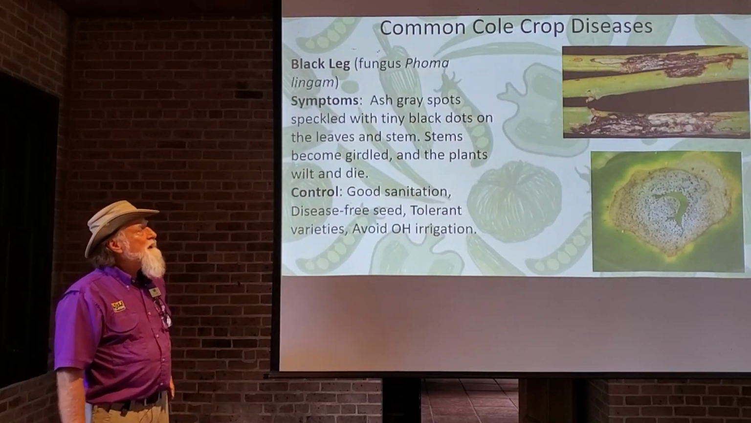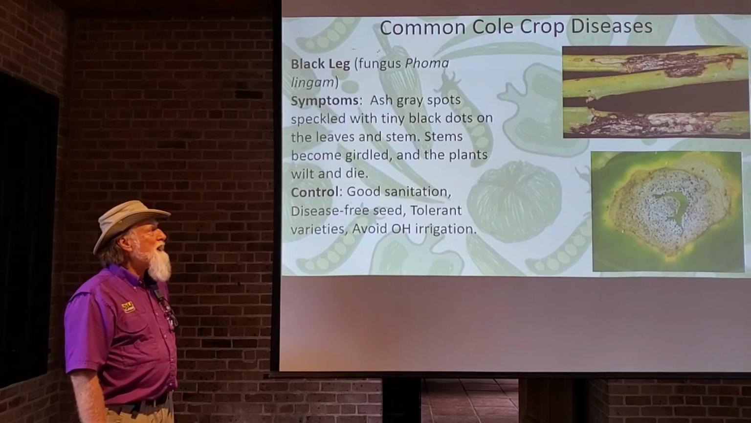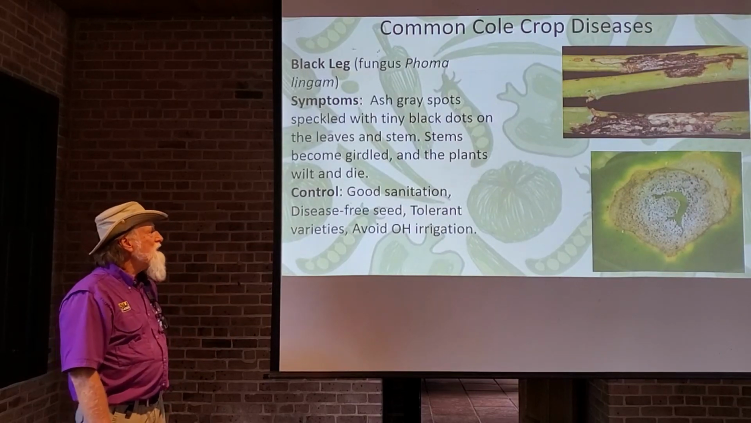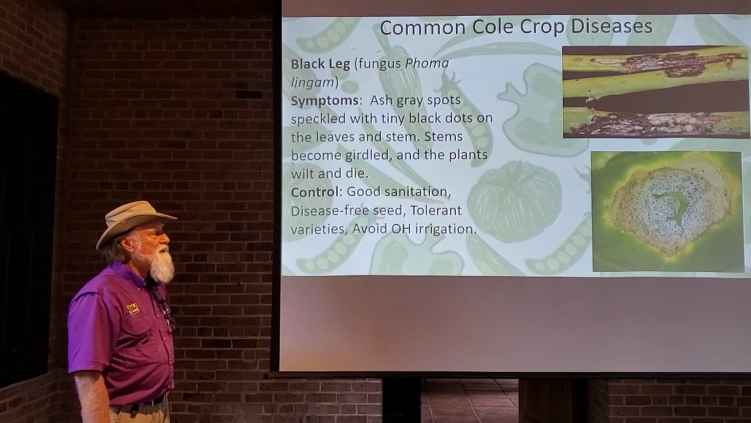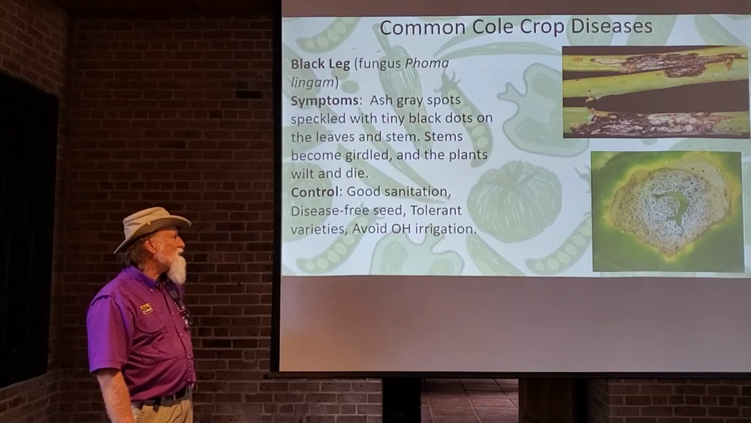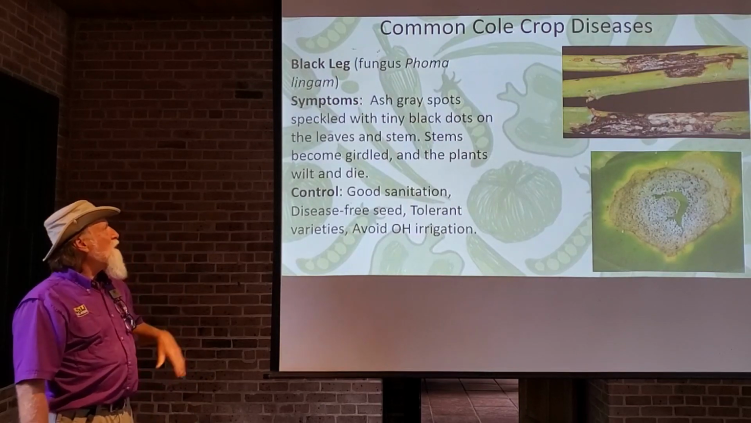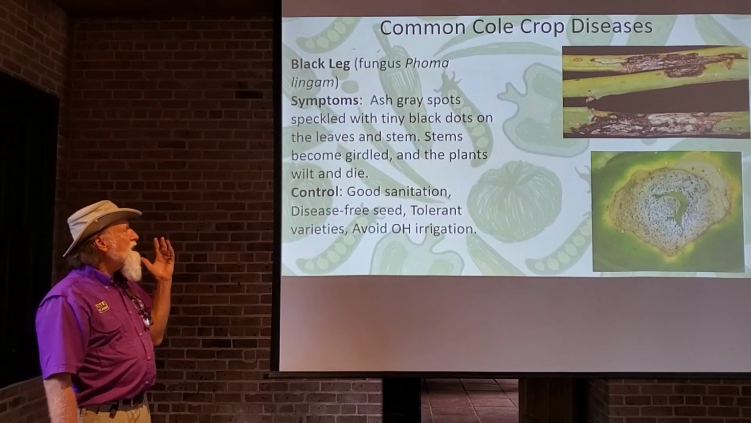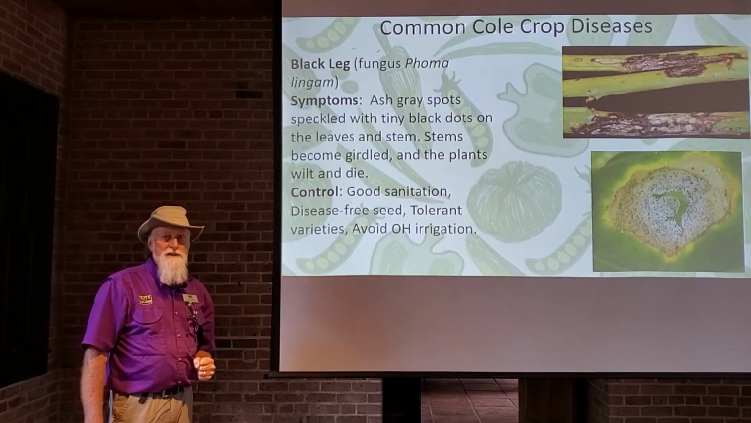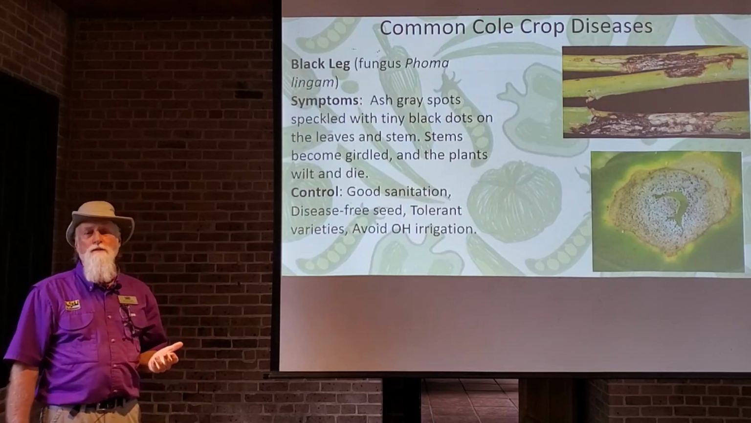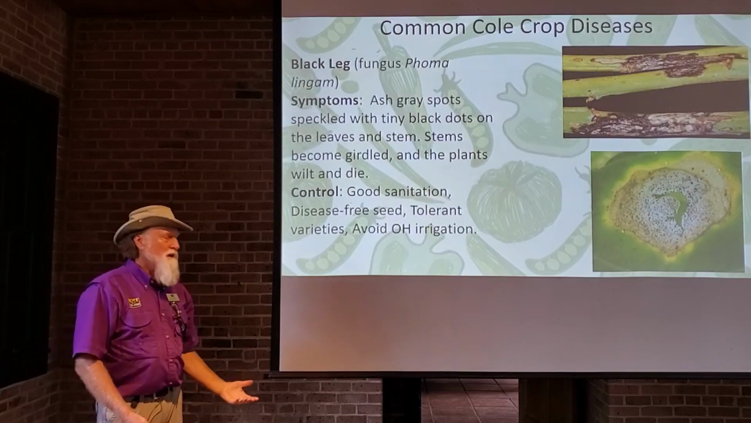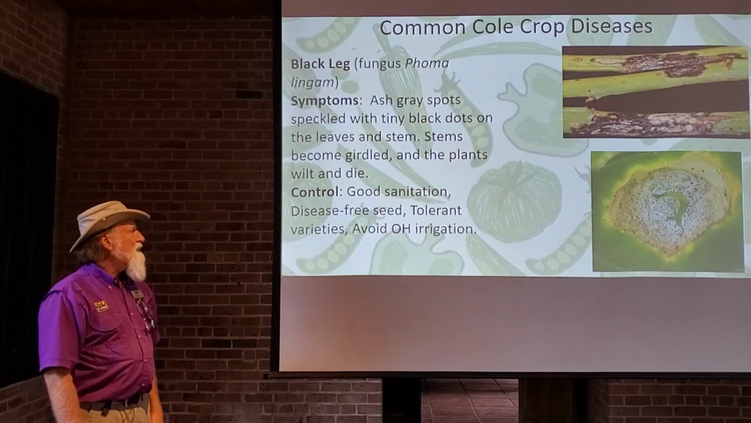It will also attack the stems of plants, and you can see it makes that black sunken lesion. Those will also kind of turn an ashy gray and have those dark spots in them. Now with blackleg, once again, there are no truly resistant varieties, but there are varieties that are somewhat tolerant of the disease. So look for those that are somewhat tolerant.